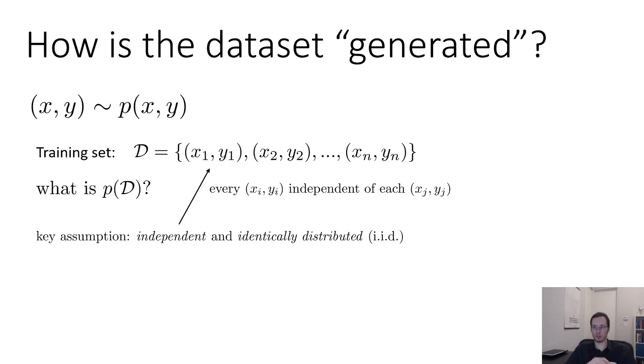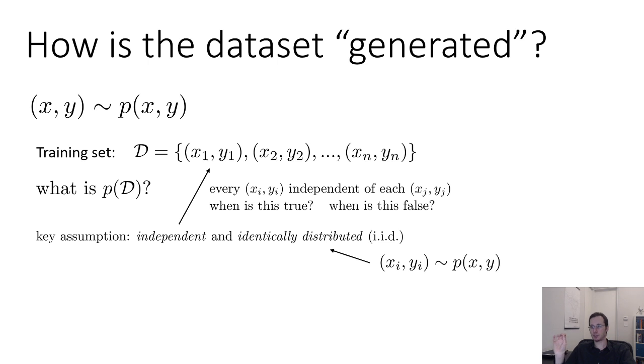So that's what independent means. It just means that xi, yi is completely independent of xj, yj, meaning that if you saw xi, that wouldn't help you guess what xj is, and vice versa. Identically distributed means that every xi, yi comes from the same distribution. So for every i, xi, yi comes from the same P of x comma y. It's not like you have one distribution for x1 and a different distribution for x2. It's the same distribution for each of them, and they're all independent.